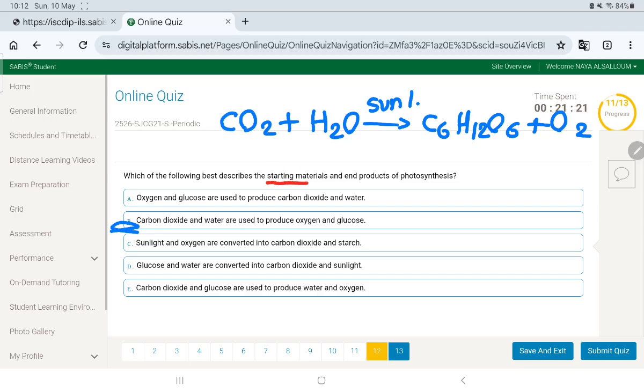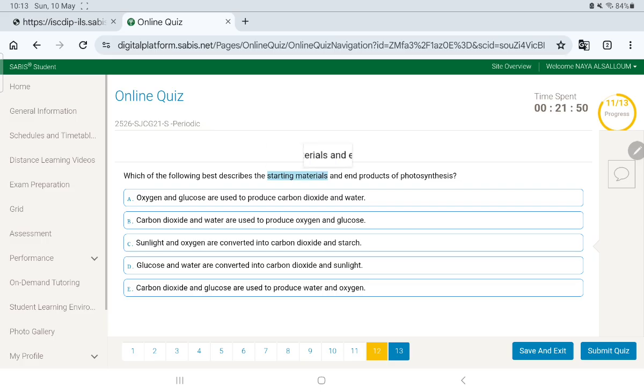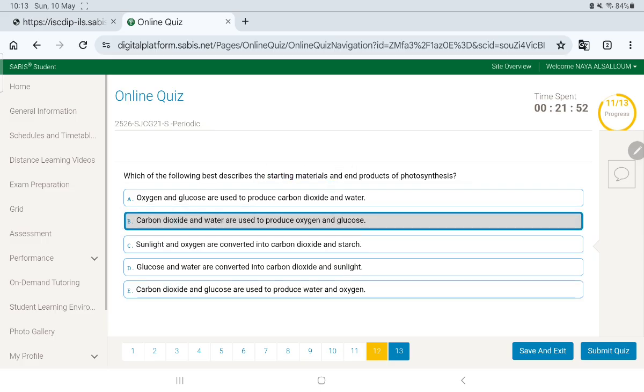What are the starting materials? Carbon dioxide and water. They are the starting materials. And what are the end products of photosynthesis? Sugar and oxygen. Oxygen and glucose, which is the sugar. That's it. And this is what you need to know. So, the starting materials, carbon dioxide and water, the end products, oxygen and glucose.